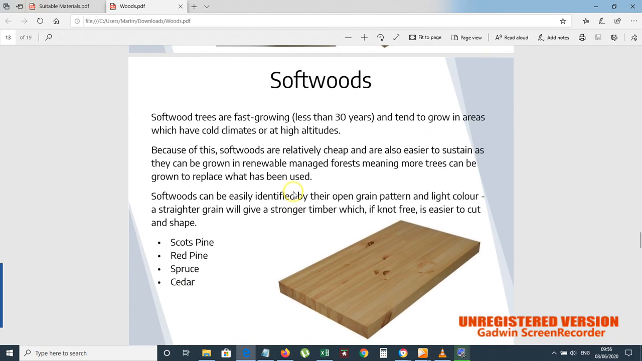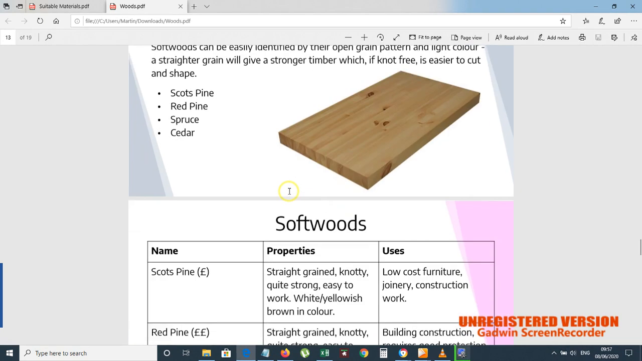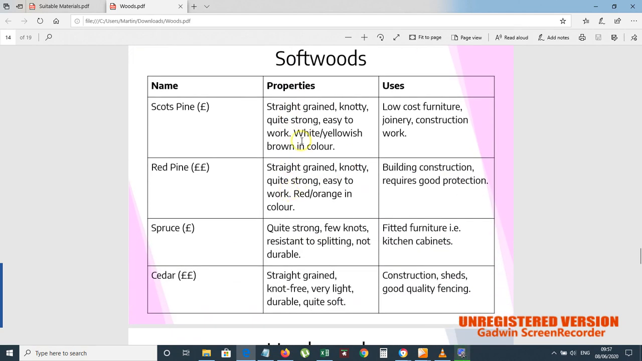The one I want to do, I want to look at some of the woods. So our softwoods are fast growing, less than 30 years, relatively cheap, easy to sustain, grow quickly, and we can renew them. The key words: Scots pine, red pine, spruce and cedar. These are the key ones that we want to think about. This is what we tend to use in the workshop. It tends to be what you buy in the shops, your fascia, skirting boards, all this sort of stuff. So low cost, easy to get, lots of it around, and fairly quick to grow, so we can make it sustainable. These are our properties and our uses.